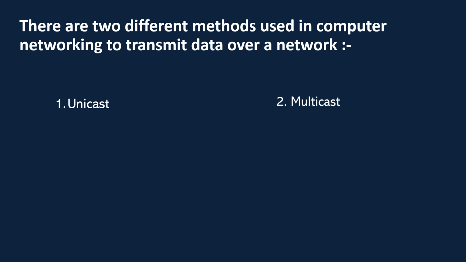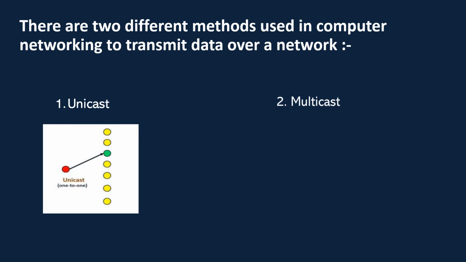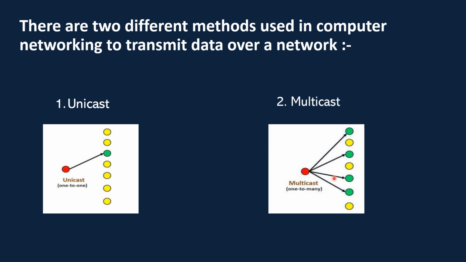Here is a diagram to understand the difference between unicast and multicast. Let's see in this unicast diagram, there is only one sender and only one receiver is receiving the message sent from the sender. While in multicast, there is a single sender and there are multiple recipients to receive the same message from the same sender. So this was the difference between unicast and multicast.